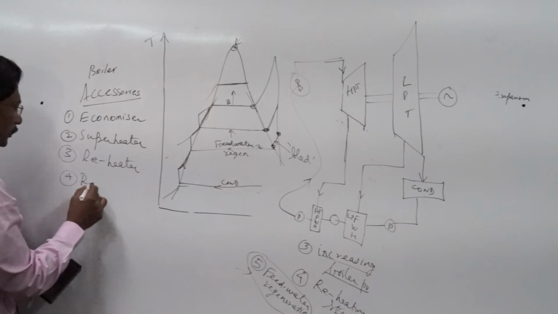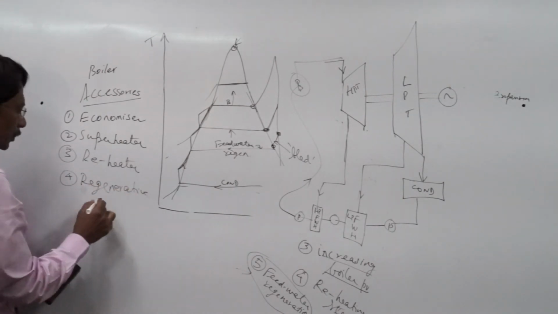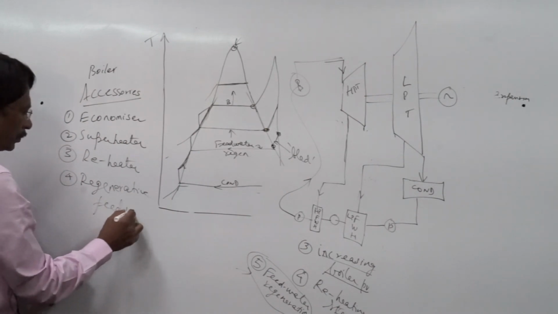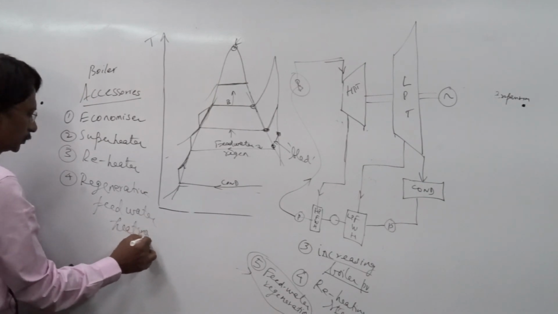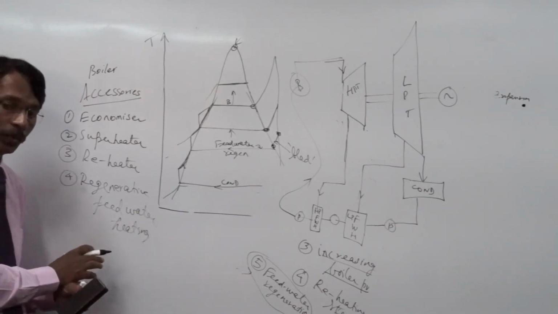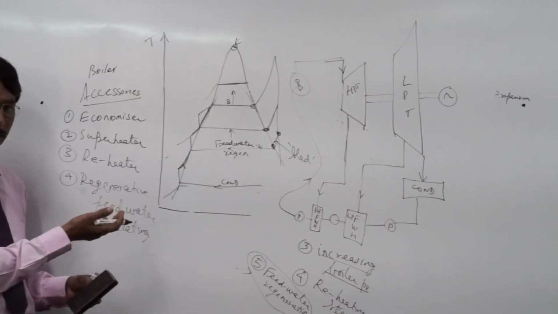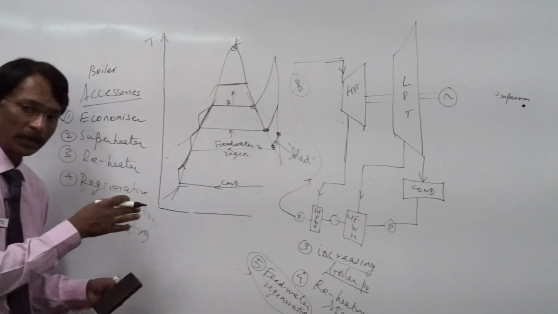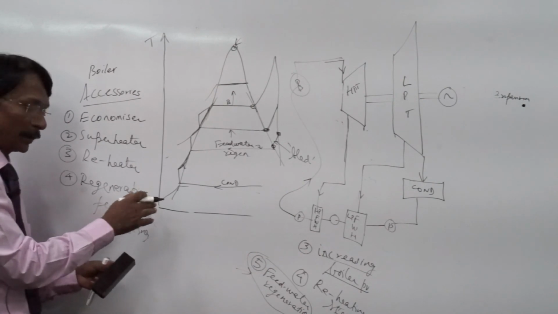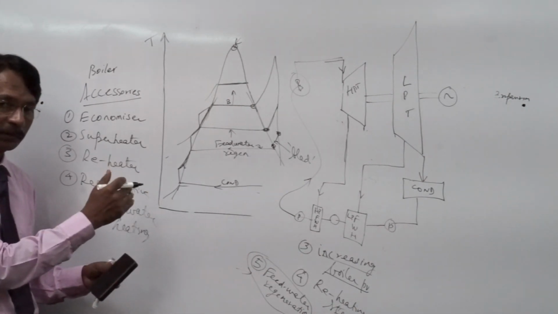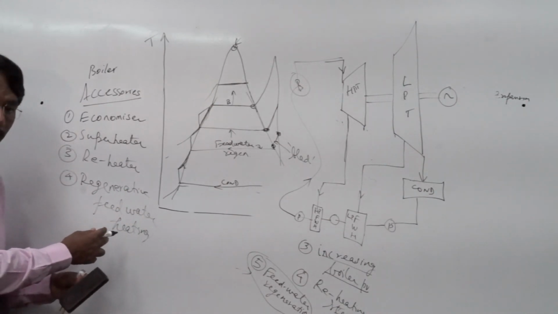So, this is called regenerative feed water heating. So, what is the idea? When you are raising the sensible heat of the feed water, the quantity of coal that is required to be burnt for raising the sensible heat of the feed water is reduced. And this is one way by which I can modify the Rankine cycle.